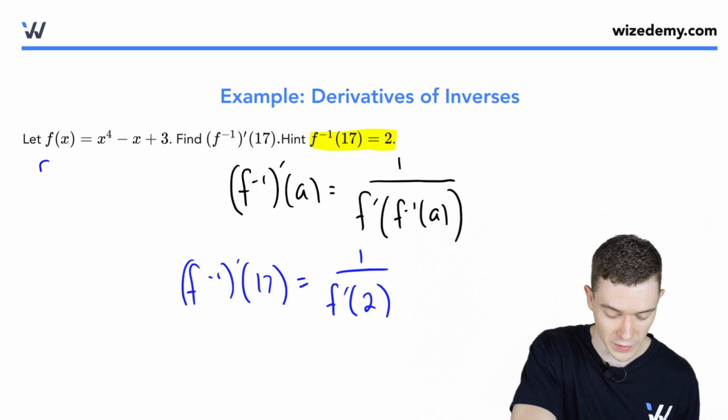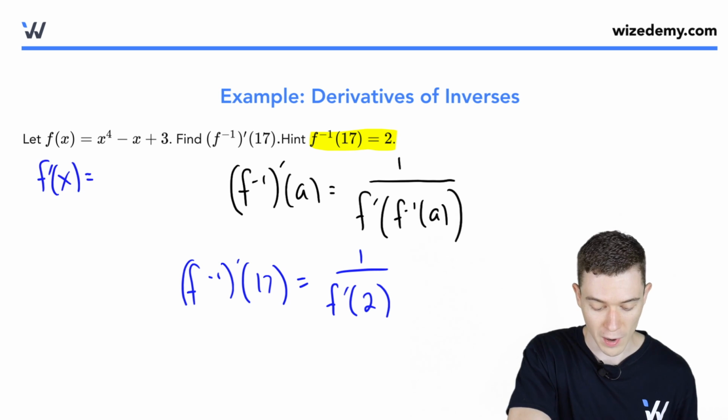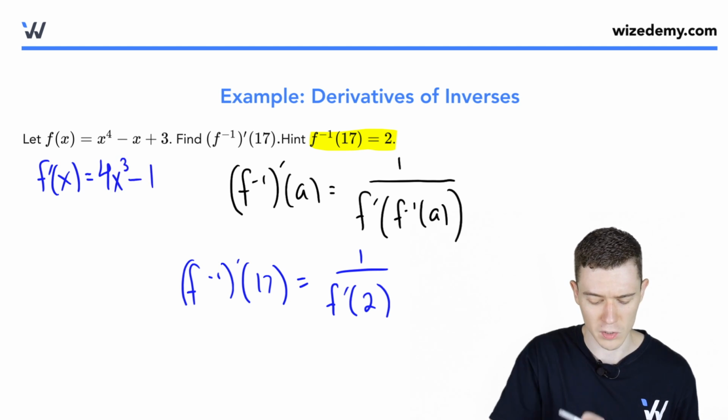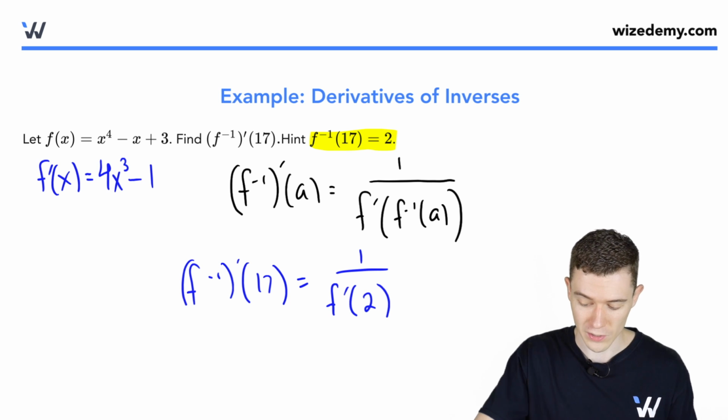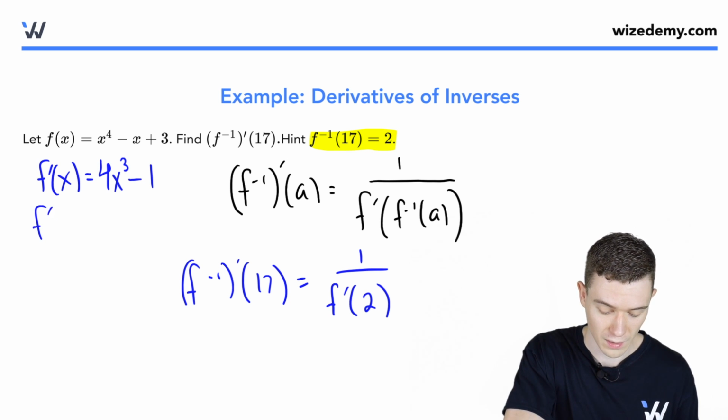Let's take the derivative of this function. We just have to use a couple power rules. The derivative of x to the fourth, that's 4x cubed. The derivative of minus x, that's minus 1. The derivative of 3 is 0 since it's a constant. Now let's just plug in f prime of 2 here, since that's what we're looking for.